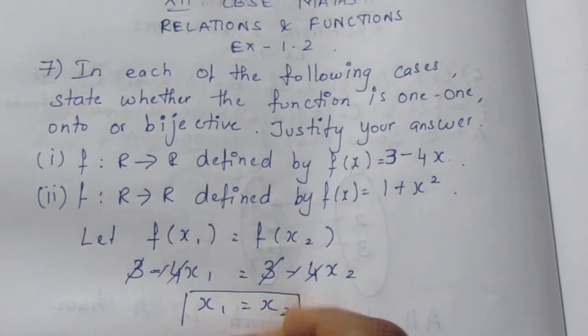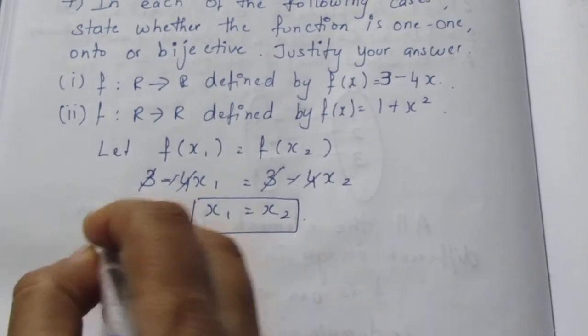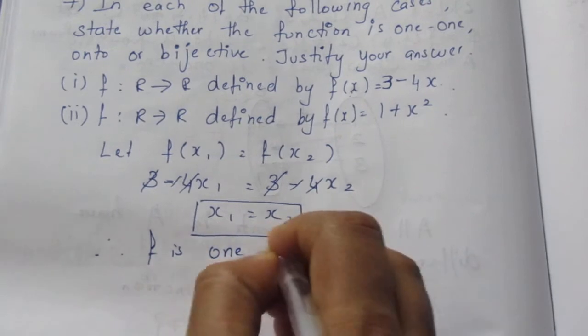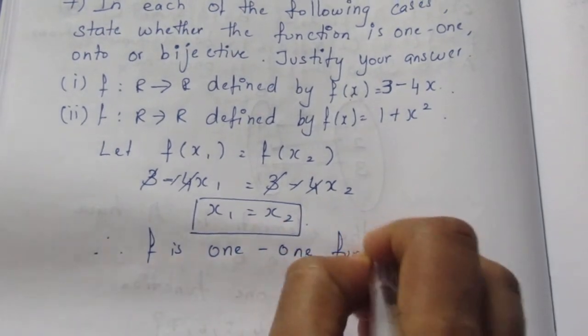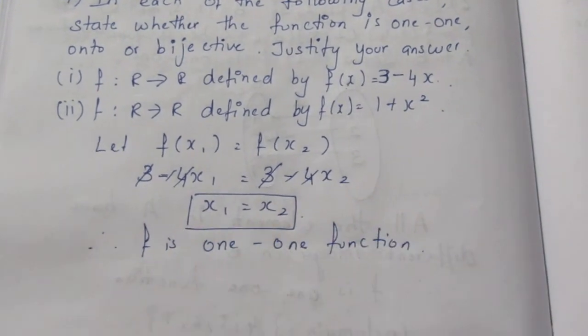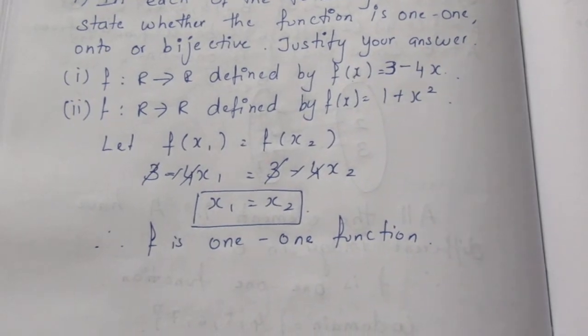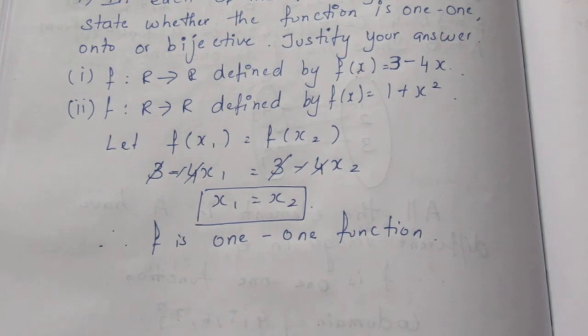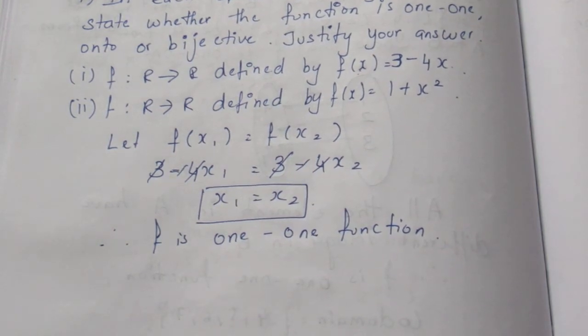So if x1 is equal to x2, then we can say that, therefore, f is a one-to-one function. Other than this, if anything else comes, it is not a one-to-one function. It should be x1 is equal to x2. If it is x1 is equal to x2, then we can say that it is a one-to-one function.